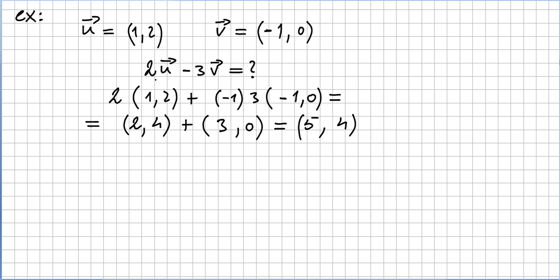Okay, so 2u minus 3v is the vector 5, 4.